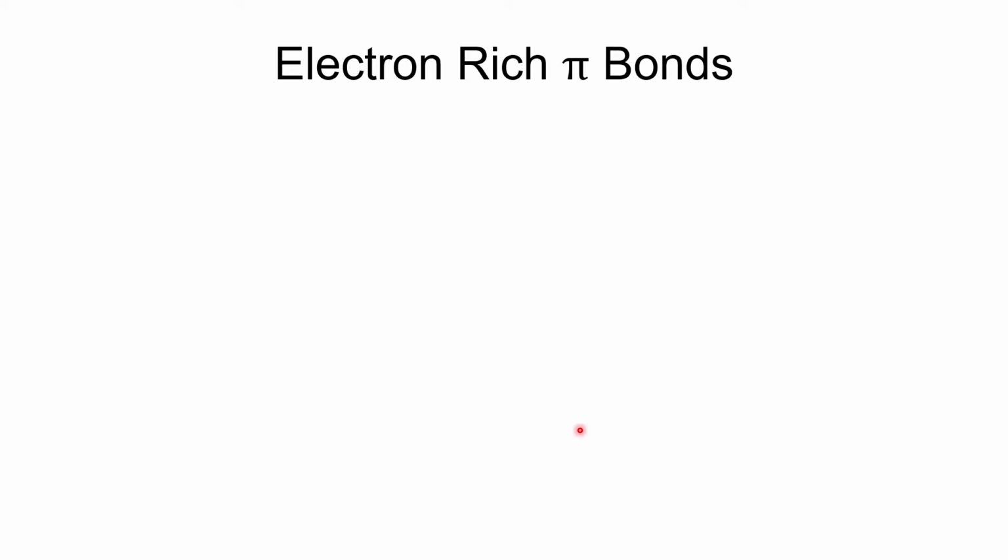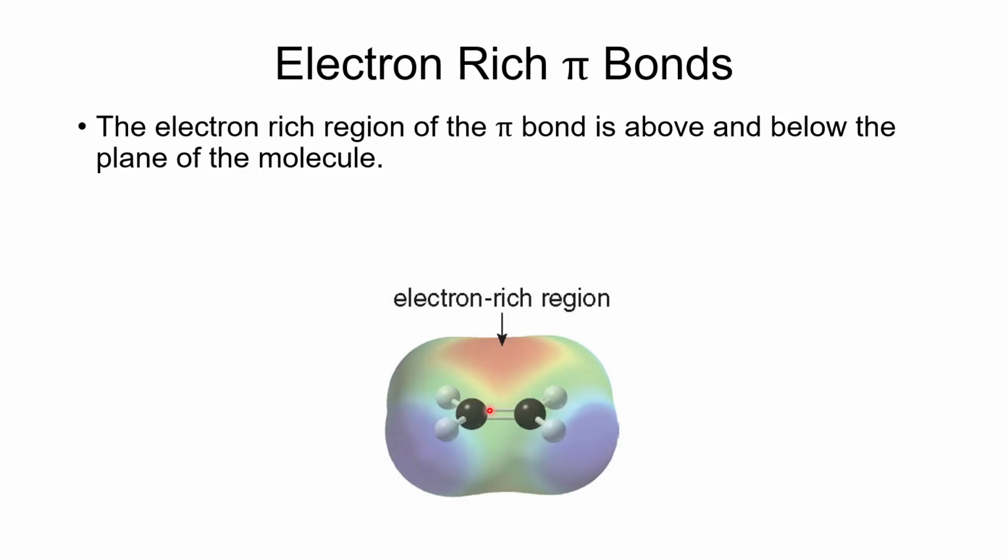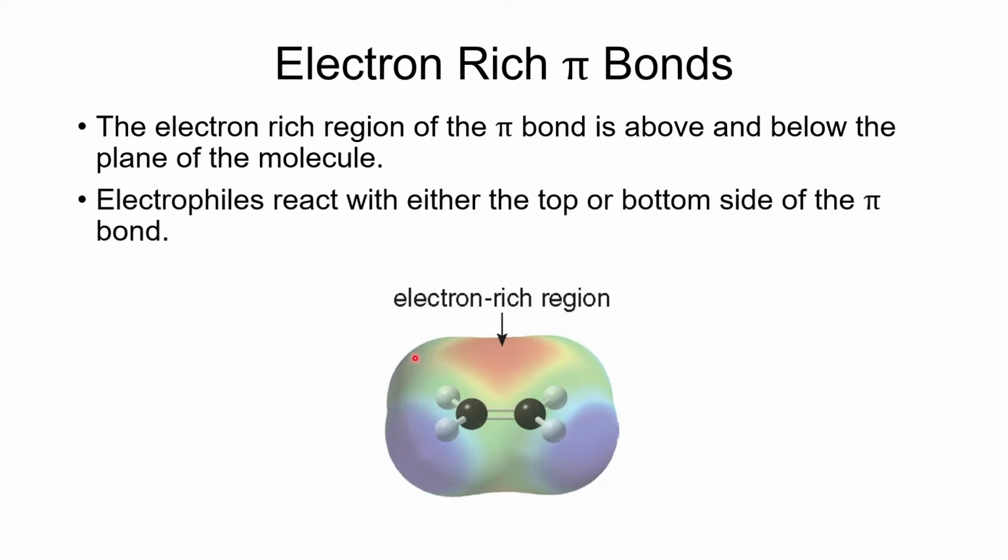So the pi bonds in alkenes are electron rich. If we look at this electron density diagram, electrostatic potential diagram, you'll see that we have an electron rich region where the pi bonds are above and below the plane of the molecule. And so the electrophiles tend to react in those regions, either up here on the top or down there on the bottom. And usually which side they react on doesn't matter, particularly in a molecule like this, where it is the same on both sides.